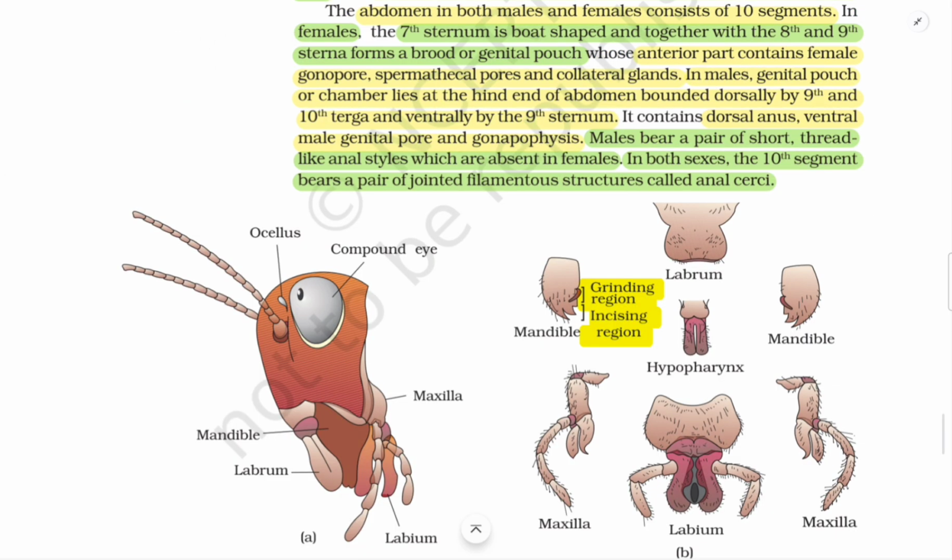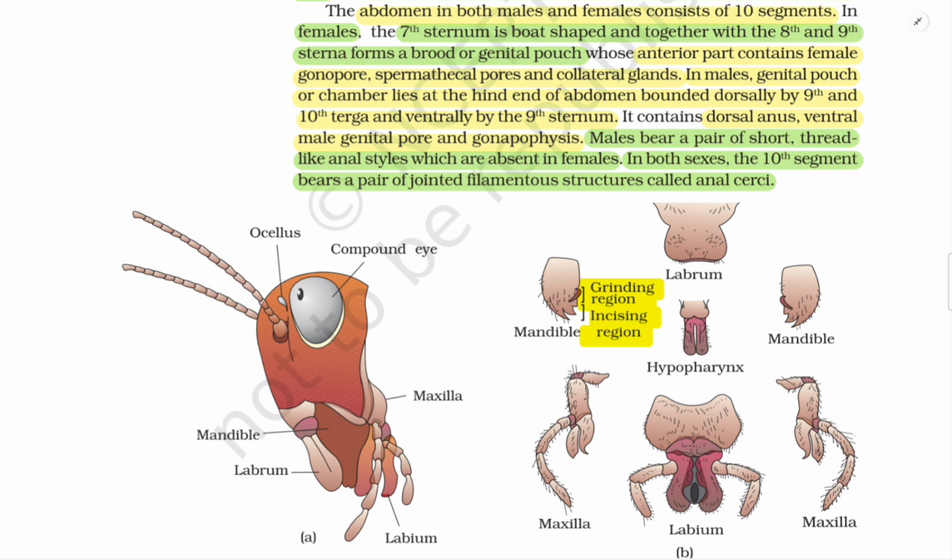The abdomen in both males and females consists of 10 segments. In females, the seventh sternum is boat shaped and together with the eighth and ninth sterna forms a brood or genital pouch whose anterior part contains the female gonopore, spermathecal pores, and collateral glands.